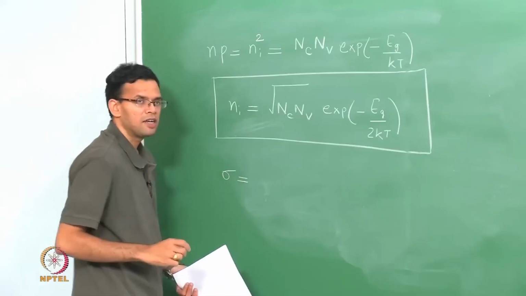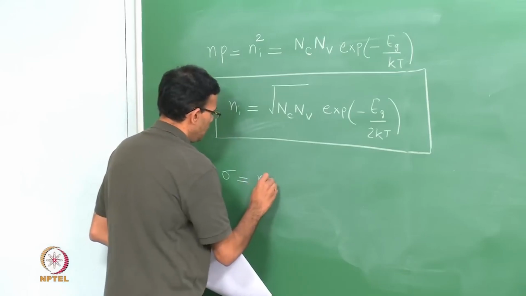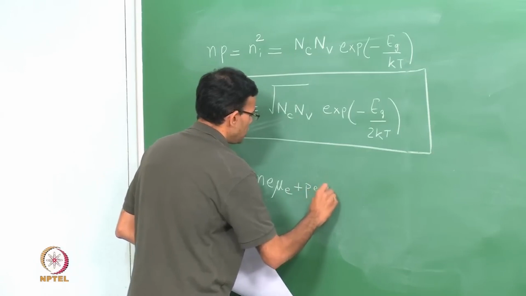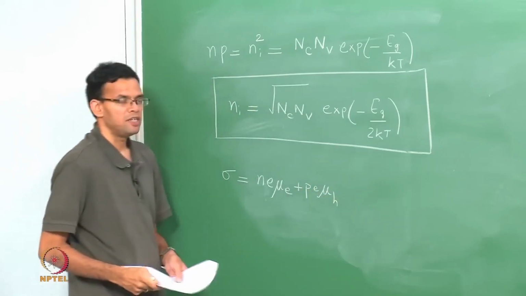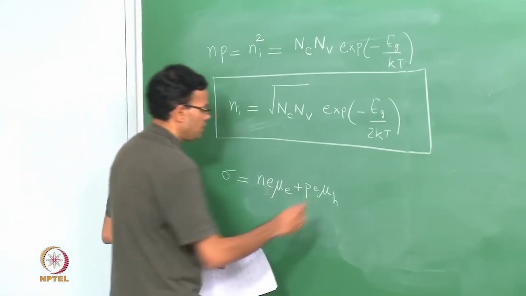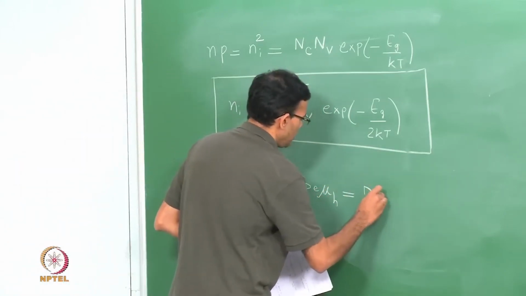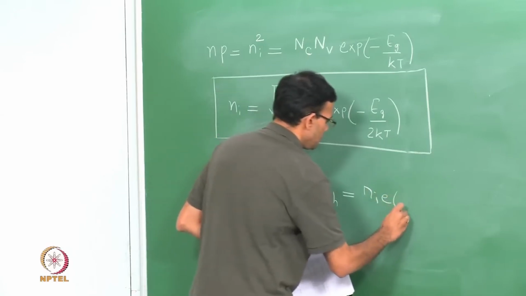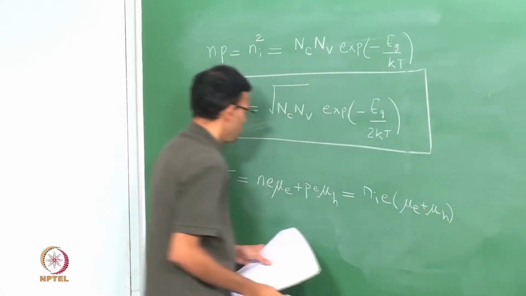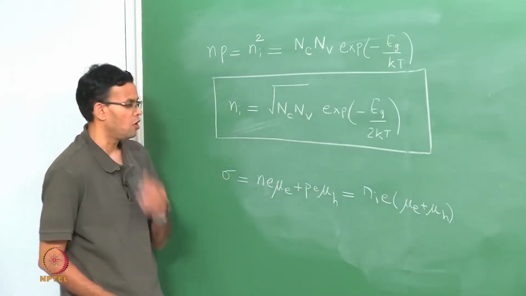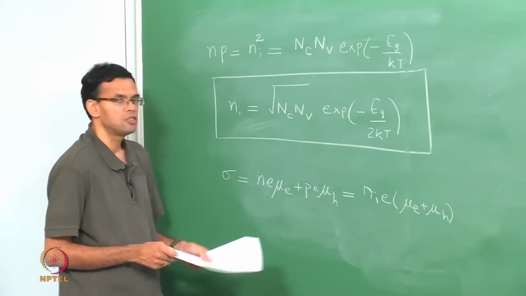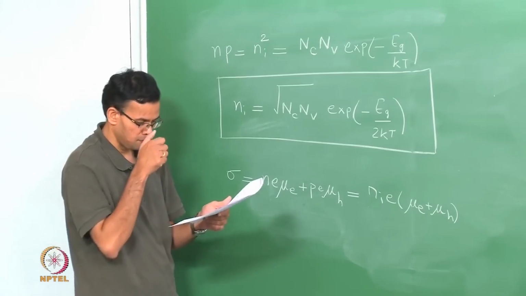We saw that the conductivity equation is nothing but n e mu_e plus p e mu_h. In the case of an intrinsic semiconductor, n is equal to p equal to ni. So, we can take this term outside. So, it is ni e (mu_e plus mu_h). So, the conductivity depends on the sum of the mobilities of both the electron and the hole in the case of an intrinsic semiconductor.